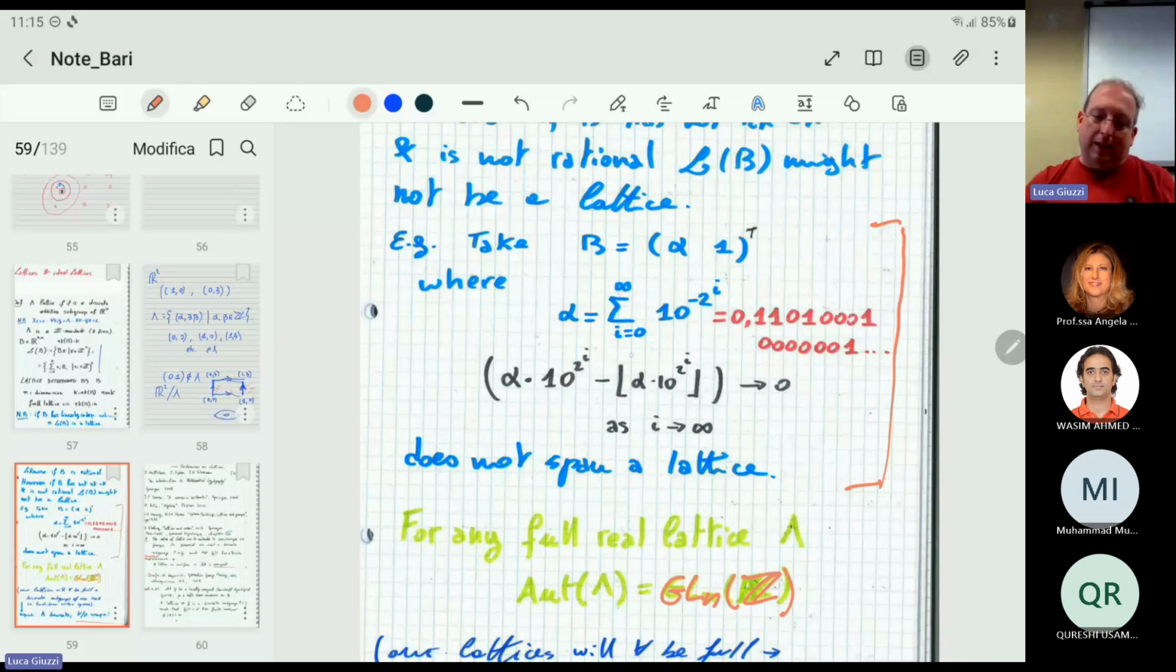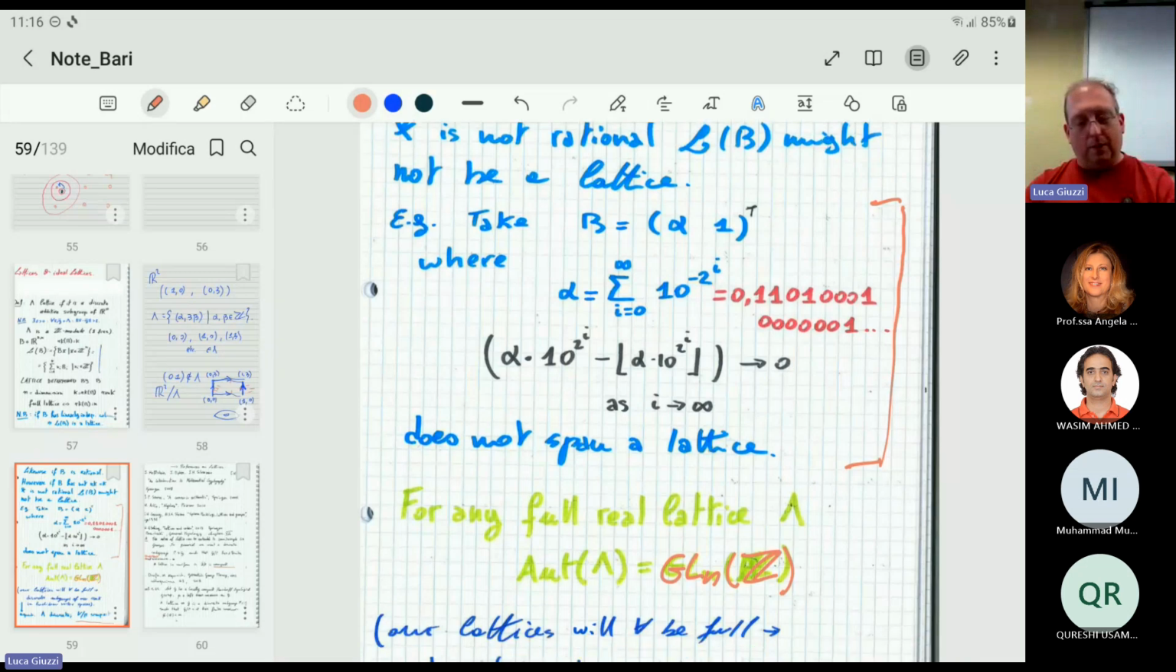But you see here that this limit, alpha times 10 to the 2 to the I, minus the integral part of this, goes to 0, just because of the way we have built this object. So it's not true anymore, in the thing spanned by this vector, that 2 points are always at least at a fixed distance. So everything works if we are careful, but we need to be careful in our assumptions. Once we take integral vectors, everything works.